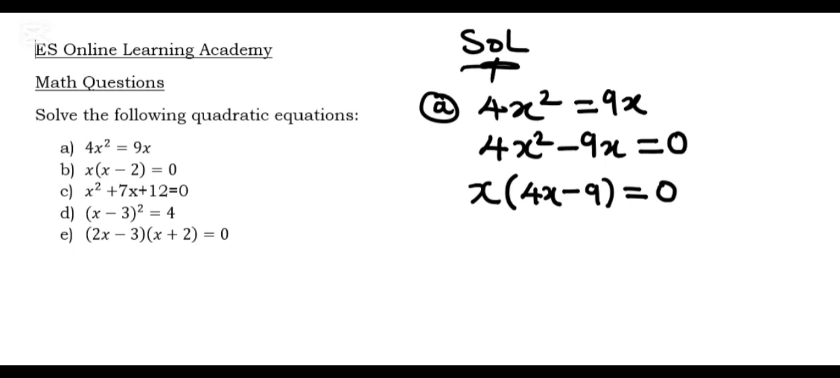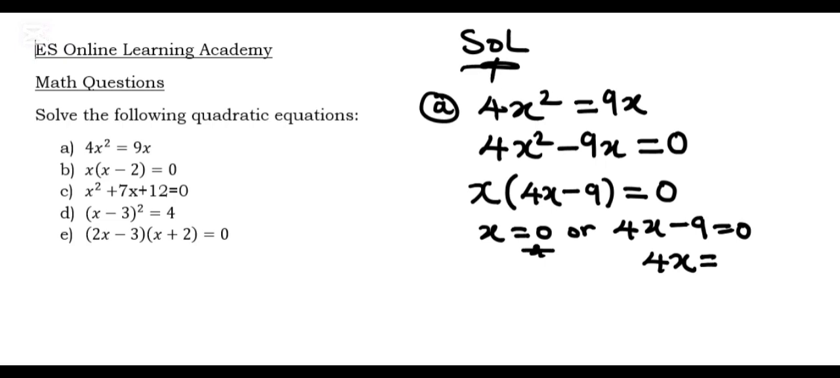Since x is multiplying with 4x minus 9 in brackets, then this means we can write this in the form x is equal to 0 or 4x minus 9 equal to 0. So already we've got one solution for x, which is x equal to 0. So we need the other solution, which we will get from solving 4x minus 9 equal to 0. So solving for x on this equation, we are going to have 4x equal to, so we take 9 to the other side, so this will be positive 9.